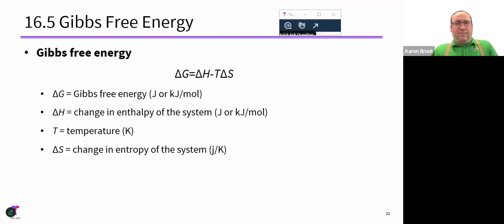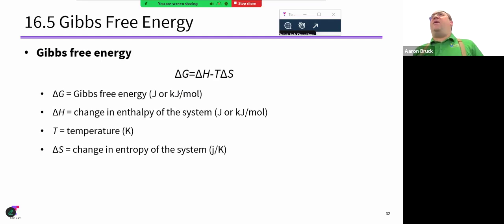Gibbs free energy equation. Delta G, the change in free energy, is equal to delta H, the change in enthalpy, minus the Kelvin temperature times the change in entropy for the system. What's wonderful about this is with this equation, I can keep everything system oriented and not have to worry at all about the surroundings.